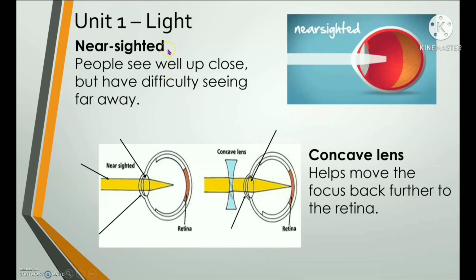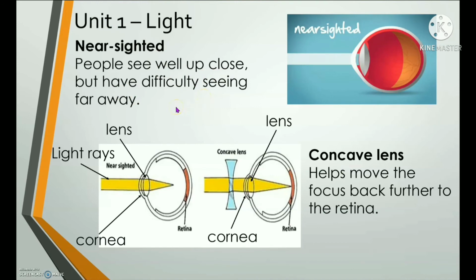Everybody repeat after me. Nearsighted. Very good. So nearsighted people see well up close but have difficulty seeing far away. It means that when these people have the paper just close to their face, they can read it clearly. But if the paper or what they're reading is far away from their face, they cannot see it very well. Okay, so let's try to figure out this picture right here.